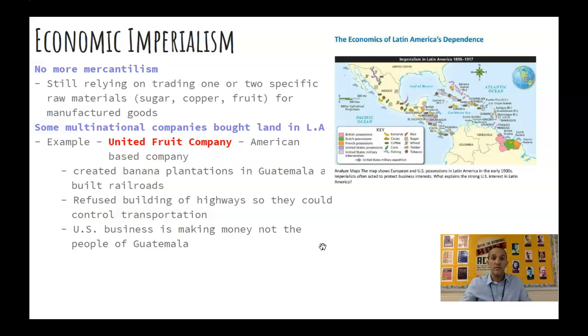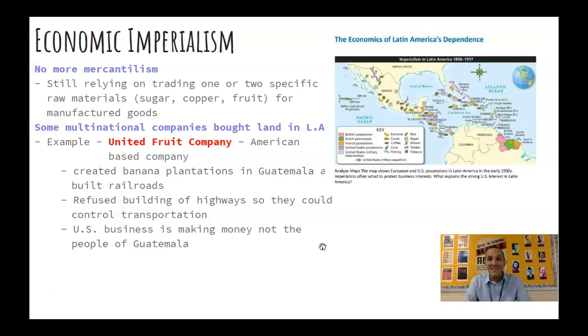Economically, there's no more mercantilism here. However, the Latin American countries are still relying on trading one or two specific raw materials with industrialized countries. So Latin America is not industrialized. They're going to take their raw materials, sugar, copper, fruit, it could be timber, and we're sending it to industrialized countries who are going to use that stuff and then bring it back. So it's not mercantilism anymore, but we're still using the same mercantilism system. Like Guatemala doesn't have to trade with Spain, they can trade with whoever they want, but they're not industrializing their own country, so they're only relying on raw materials, which is going to put the power and the money in the hands of the industrialized countries, specifically the closest industrialized country to them, which is the United States.